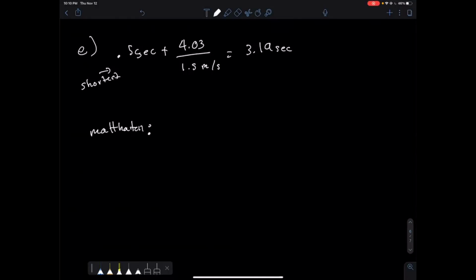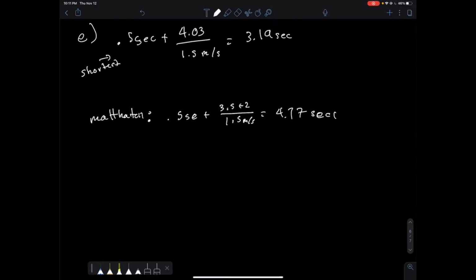In that case, for the Manhattan path, it's just going to be this same thing. We have one rotation in there during the movement. And then you have your 2 distances, which is 3.5 plus 2 over your speed, which is 1.5 meters per second. And that gives you roughly 4.17 seconds. Cool. Any questions on that part about some basic path planning?